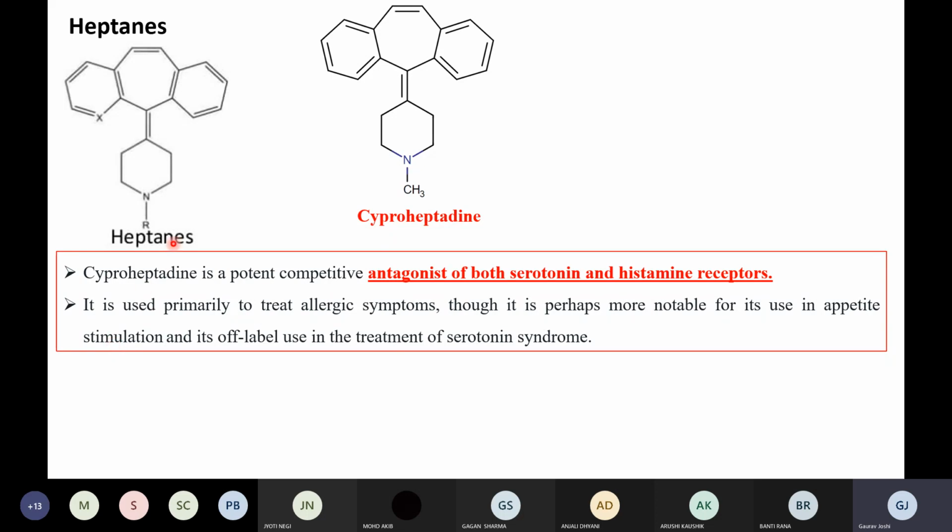So why is cyproheptadine behaving like that? Because it is a highly lipophilic molecule. These rings impart its high lipophilicity, and due to the high lipophilicity and similarity with the serotonin receptor, it is able to bind inside the serotonin receptor also. So basically it has two mechanisms: one mediated by the histamine receptor and one mediated by the serotonin receptors.